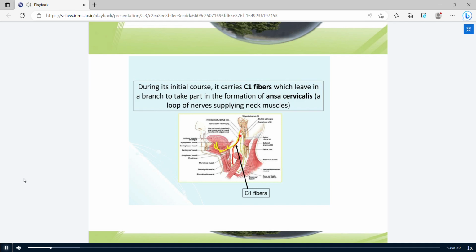This is the C1 spinal nerve. At the beginning, it is accompanied by the hypoglossal nerve. After that, the C1 nerve goes to the thyrohyoid and geniohyoid muscles and innervates these muscles.